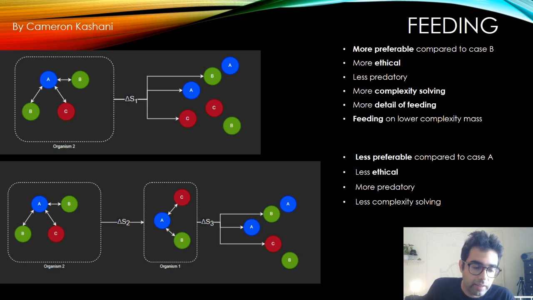And I think ethical feeding may be associated with detail of feeding. And I think ethical feeding may be associated with more complexity solving. And I think ethical feeding may be kind of like emitting entropy to lower complexity mass.